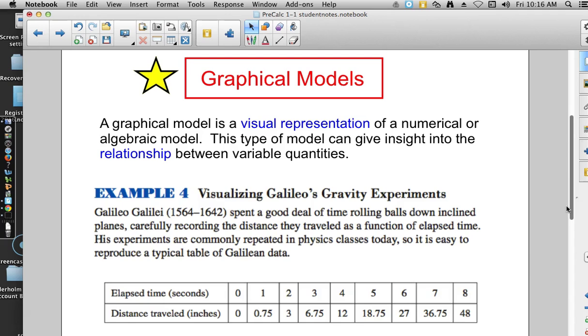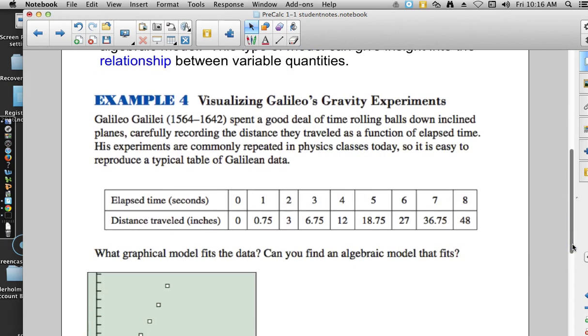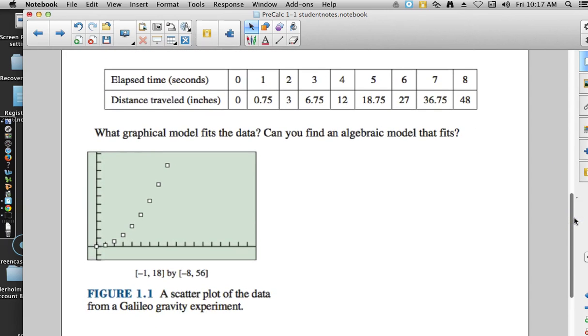So visualizing Galileo's gravity experiments. Galileo Galilei, from 1564 to 1642, spent a good deal of time rolling balls down inclined planes. So basically he had a board, and he inclined it, and he dropped the ball, and he would check and see, how much time does it take for this to hit the other end. And he recorded that along with the distance traveled. So he recorded all of this stuff, and his experiments are commonly repeated in physics classes today, so easy to reproduce this data. It's something that just happens. So if you graph these points, you get this.